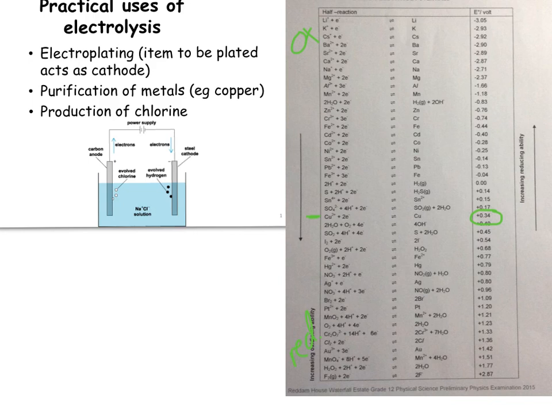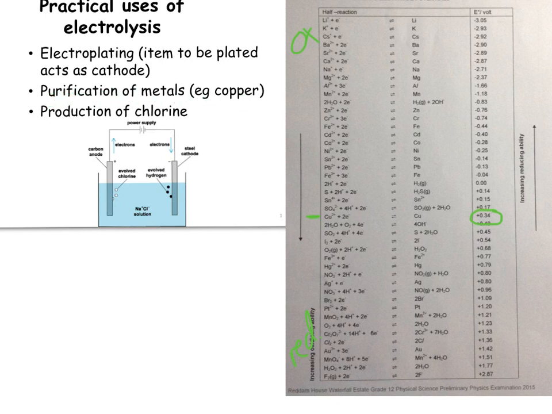So where can we use electrolysis? Well, the first is that we can electroplate items, which means that we can put something like a steel cathode in, but we could then not use sodium chloride, let's say copper chloride or nickel nitrate or something like that, and then the metal will plate on the outside of that cathode.